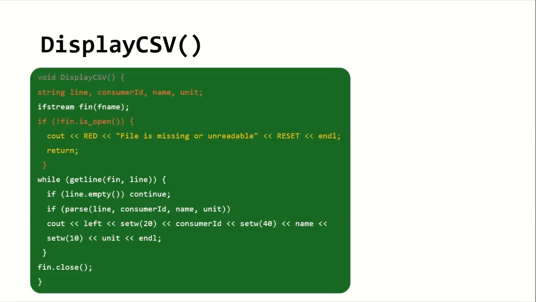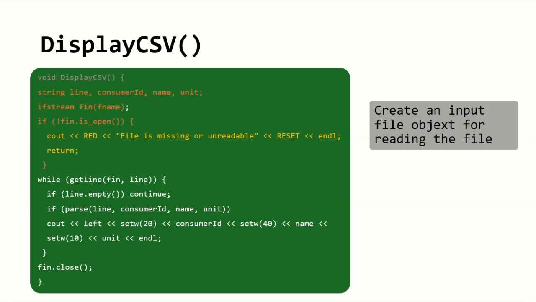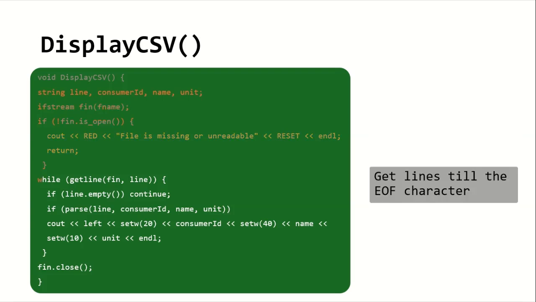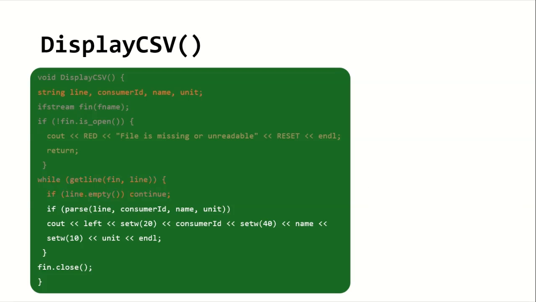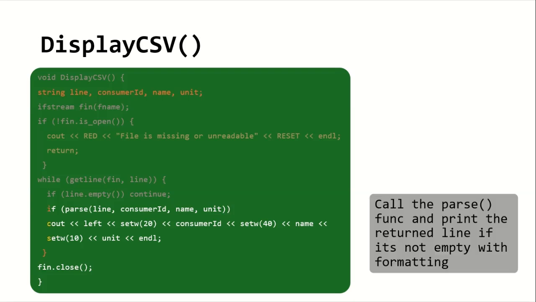We are going to read the file. If we were unable to open the file, we are going to throw an error. We are going to take lines till the end of the file character. If the line was empty, we are going to continue. If we were unable to parse, we are going to throw an error. And we are going to parse the lines one by one.